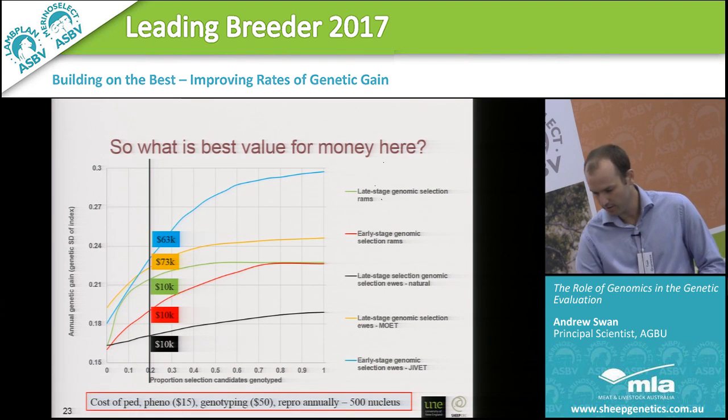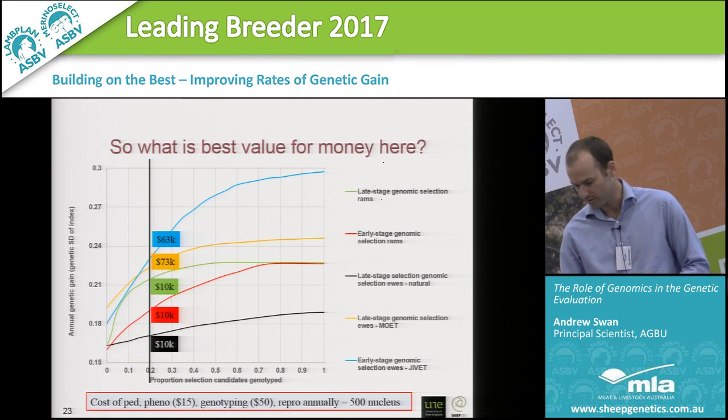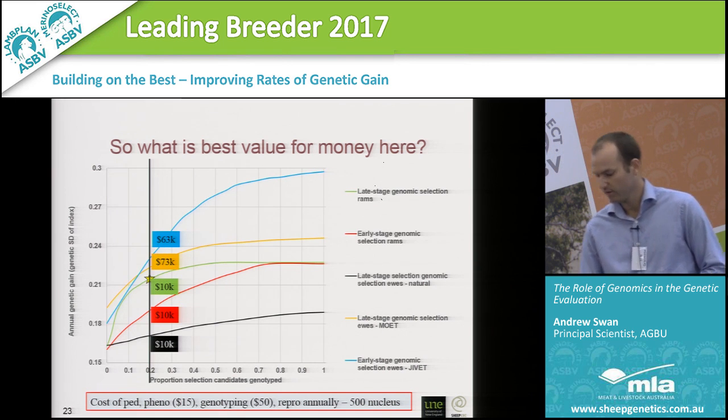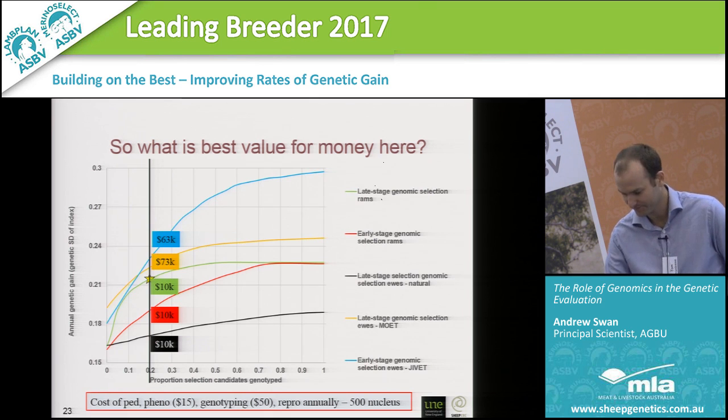So quite clearly, I think the green line would suit a lot of people the best because it's quite a small investment for the benefit that you get. That's why I put a little star there that you can't see.